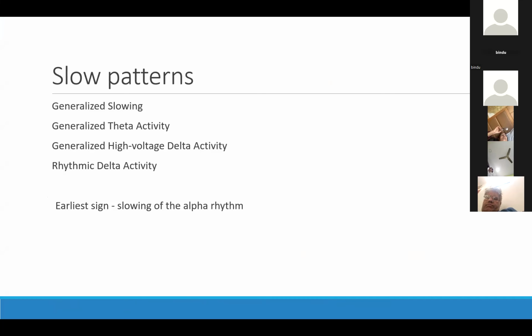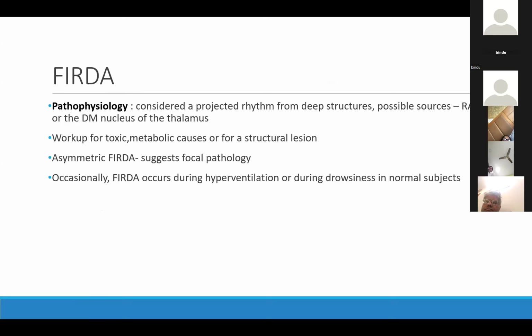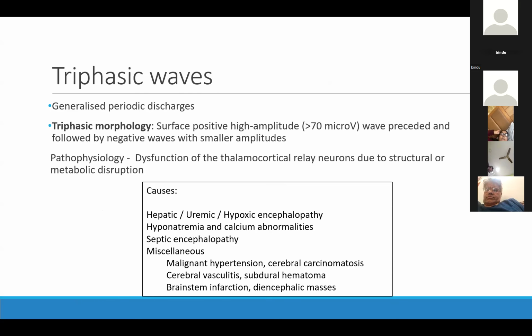So in metabolic encephalopathies, various patterns have been described. Most commonly slow patterns like generalized slowing, generalized theta activity, generalized high voltage delta activity, and rhythmic delta activity can be seen. But the earliest sign in the majority is slowing of the background alpha rhythm. Frontal intermittent rhythmic delta activity has also been characterized in various toxic and metabolic causes. If a patient has an asymmetric FIRDA, it can suggest a focal pathology and we need to look for focal causes. Occasionally, FIRDA can occur during hyperventilation and during drowsiness in normal subjects.